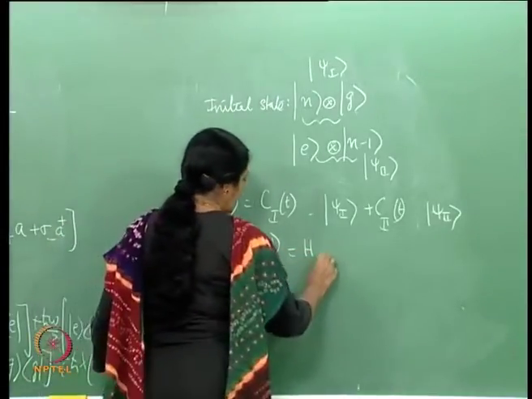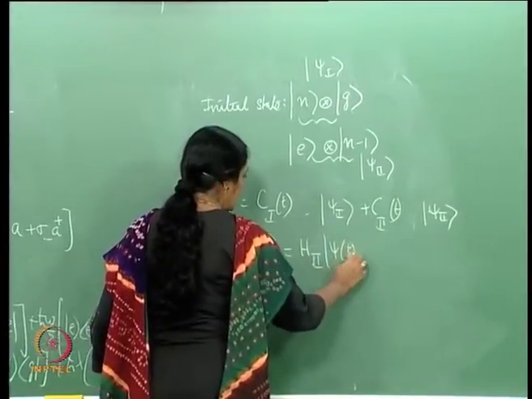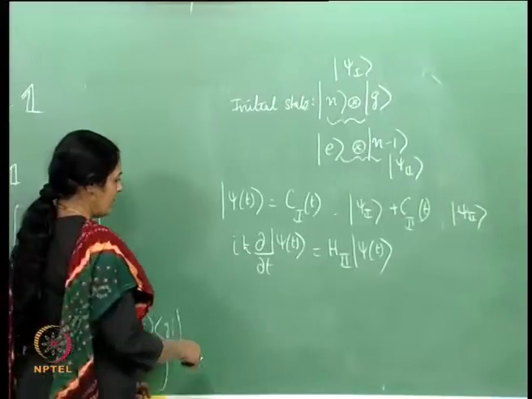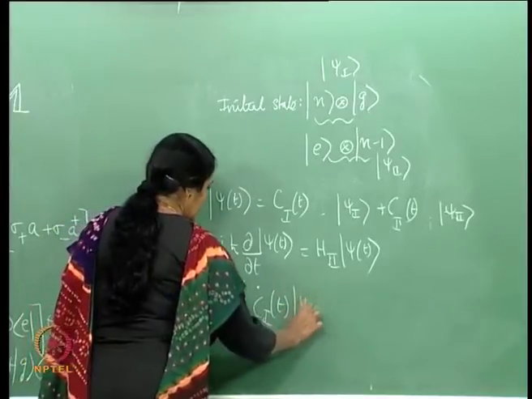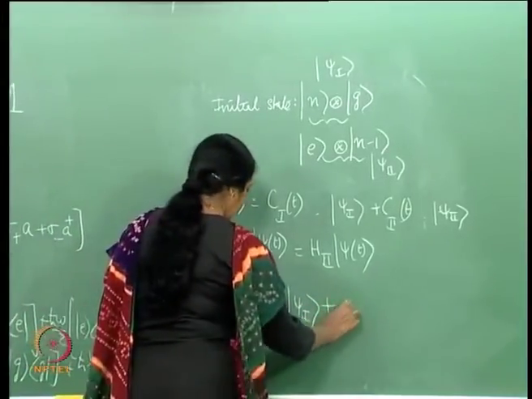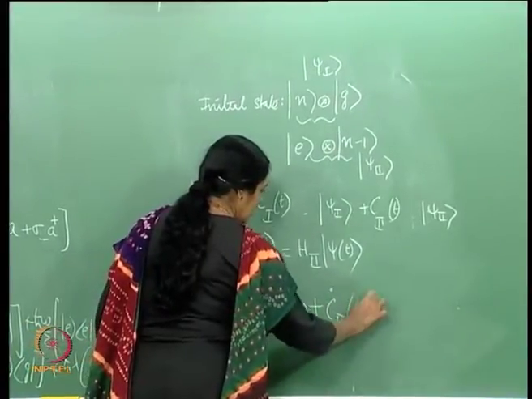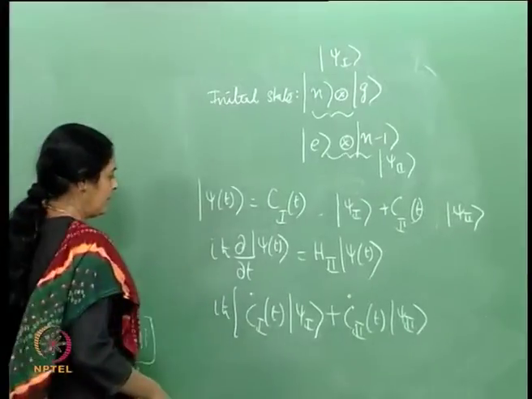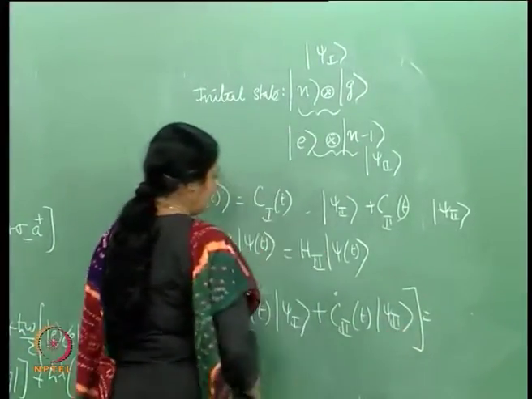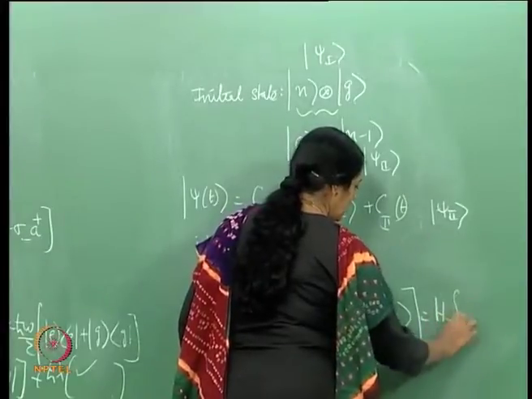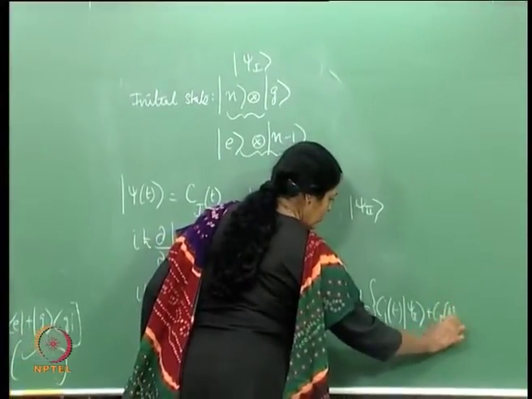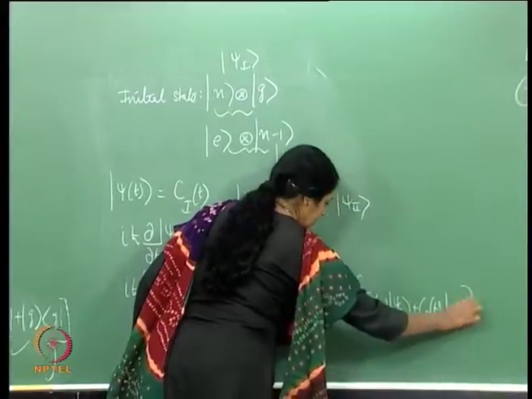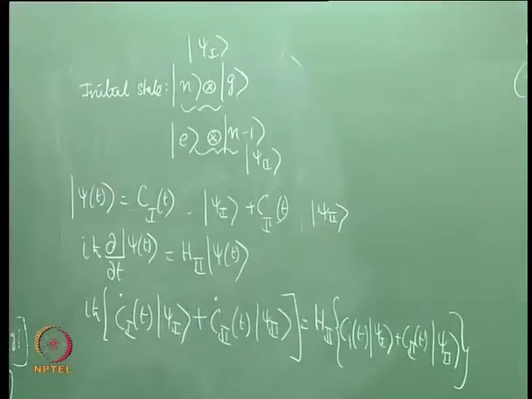So, here again I need to worry only about H2 psi of t as far as the dynamics is concerned, and this gives me iħ [C1 dot of t psi 1 plus C2 dot of t psi 2], that is the left hand side of the equation, equals H2 [C1 of t psi 1 plus C2 of t psi 2]. This is the Schrodinger equation. So, let us see how this simplifies.